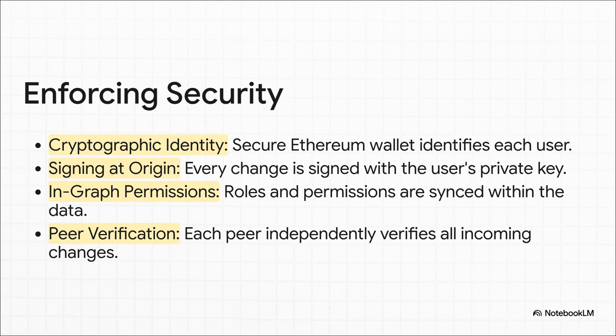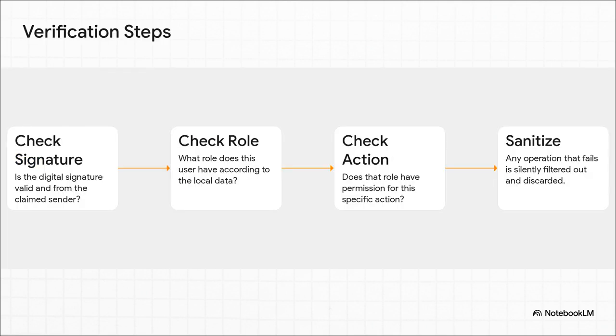Third, and this is the brilliant part, permissions, like who's an admin and who's just a viewer, aren't on some central server. They're actually part of the database that everyone has a copy of. And finally, when your signed change arrives, every peer verifies it all from scratch before they'll even consider accepting it. Think of it like a 4-step security gauntlet that every single update has to run.